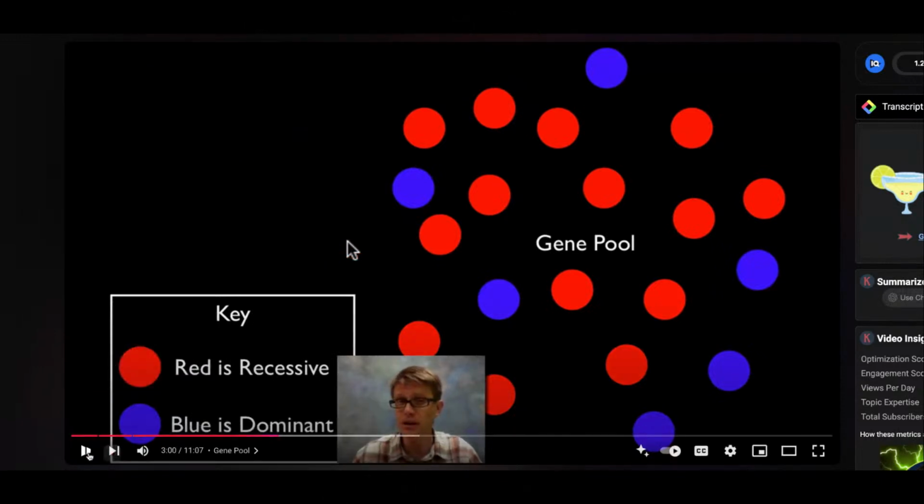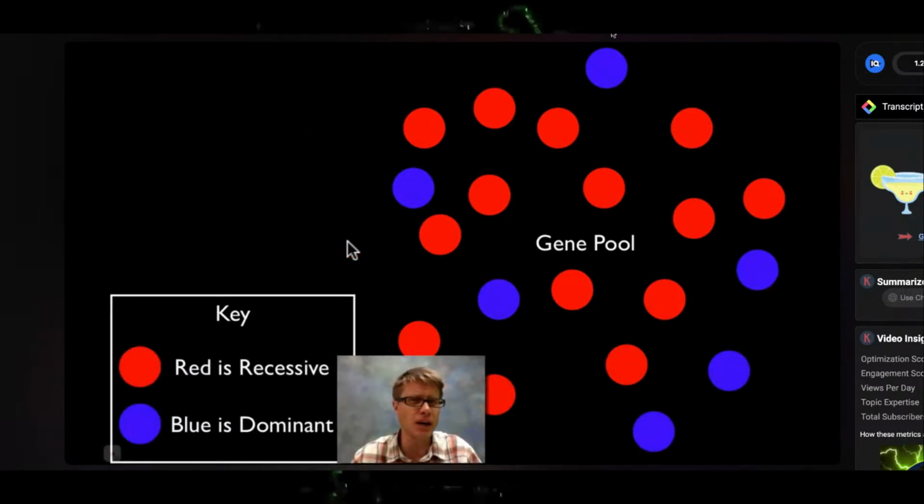Now, if you know anything about genetics, we can figure out where the rest of the Hardy-Weinberg comes from. So what are the odds, if I were to randomly grab one of these genes out of the gene pool, that it is going to be recessive? In other words, what are the odds that it's going to be red? Well, the odds would be 7 out of 10.